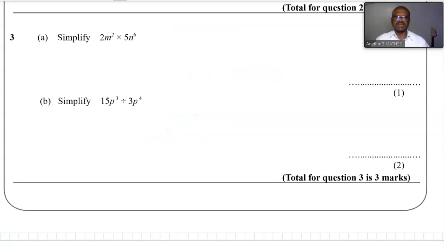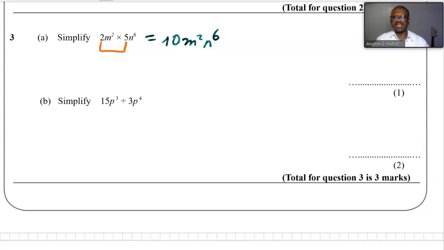3 is a bit tricky. We have numbers, so we multiply the numbers, 2 and 5 will give us 10. The indices are of different bases, so you can't apply the rule. You just maintain them as they are because it is multiplication. We get m squared n raised to the power 6.